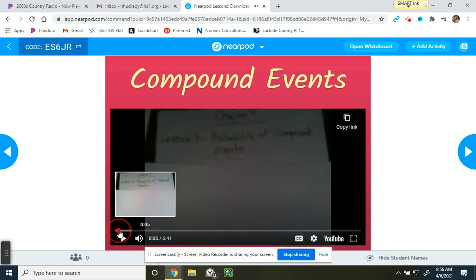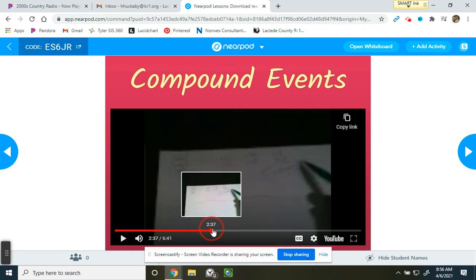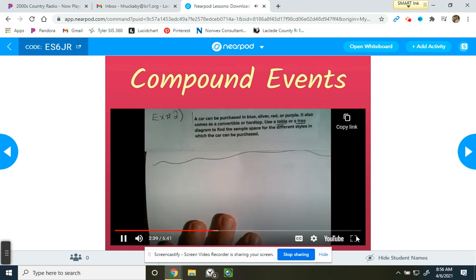Let me zoom forward here. All right, it says a car can be purchased in blue, silver, red, or purple. It also comes as a convertible or a hardtop. Use a table or a tree diagram to find the sample space for the different styles in which the car can be purchased. We're going to do both just so I can show you how both of these work.